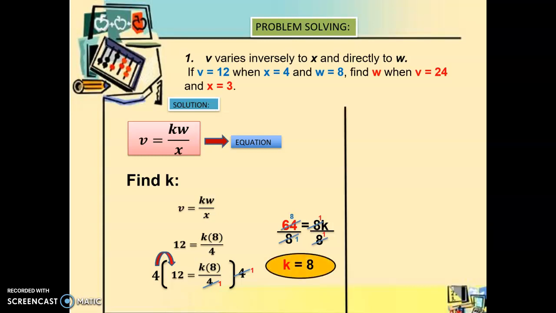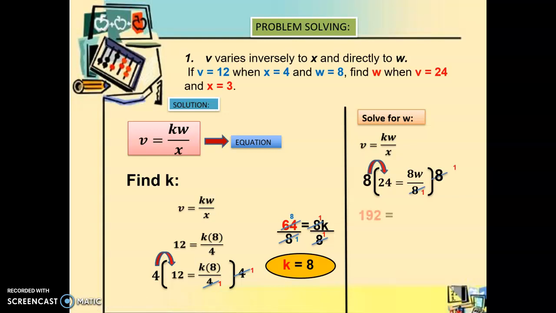Okay? Second problem tayo. Sa red. Solve for W. V is 24. X is 3. Substitute ulit. V is 24. Yung constant kasi natin is 8. So, multiply both sides by 8. So, 8 times 24 is 192. Is equal to 8W. Solve for W. Divide both sides by 8. So, 192 divided by 8. So, W is 24. Simple as that.